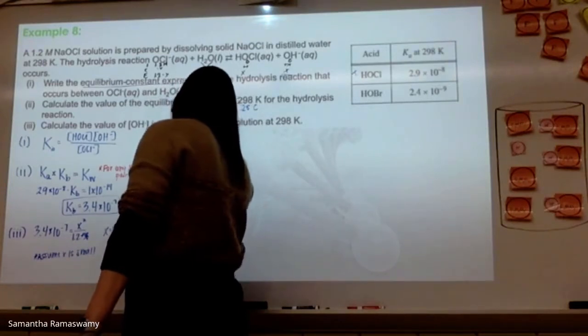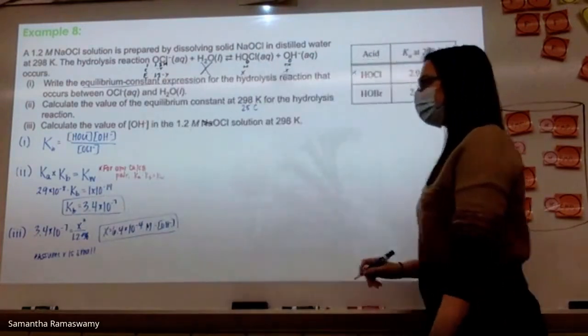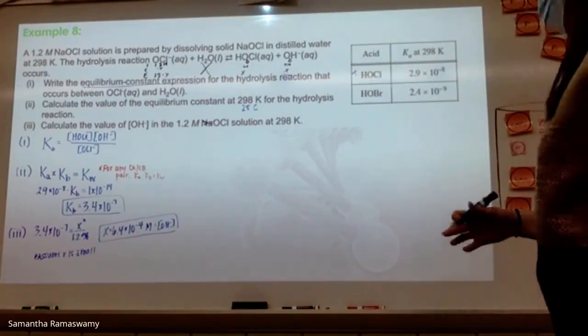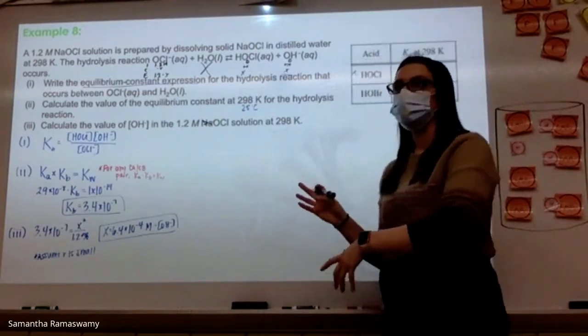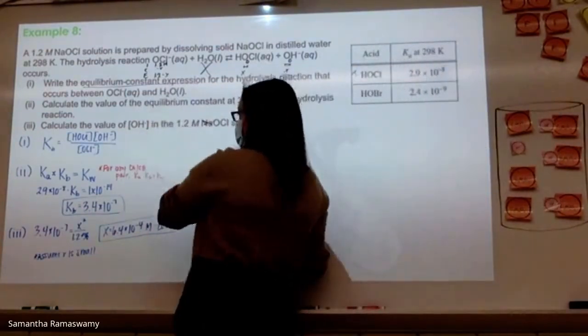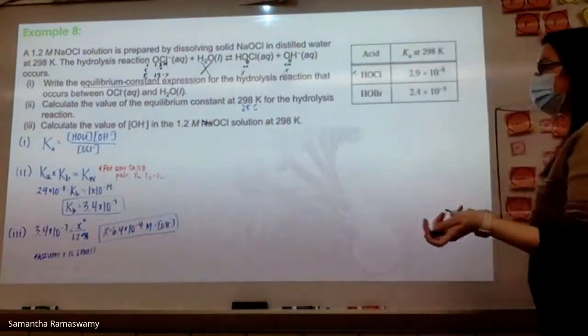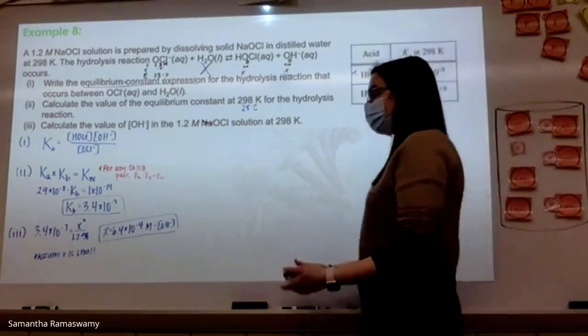So again, this is all prior chapter. Looking at a base, how it reacts with water, using the idea that Ka times Kb equals Kw because it's a conjugate acid-base pair. And then we're solving for x. We assume x is small. That allows us to neglect x on the bottom. We get our value of OH minus. That's the first part of example 8.